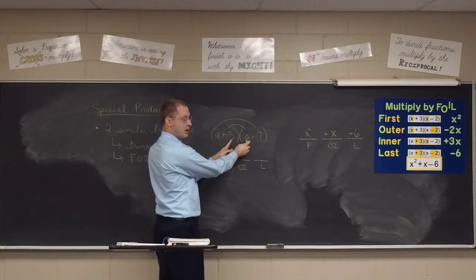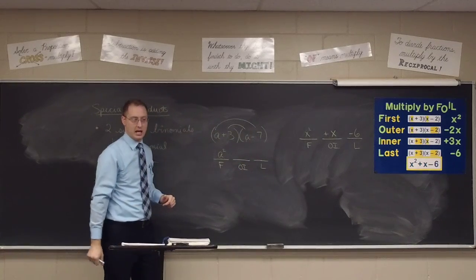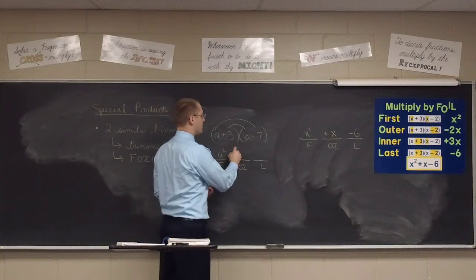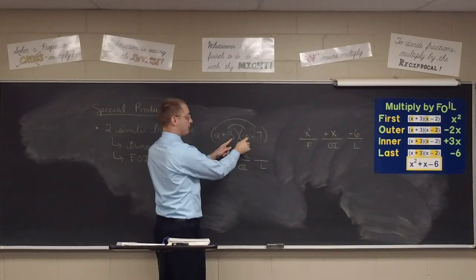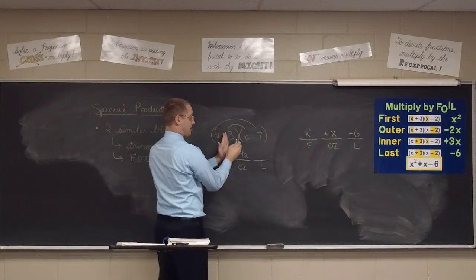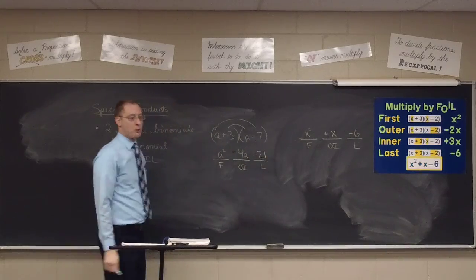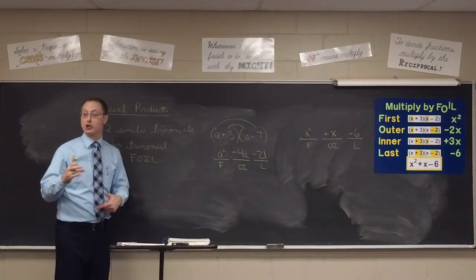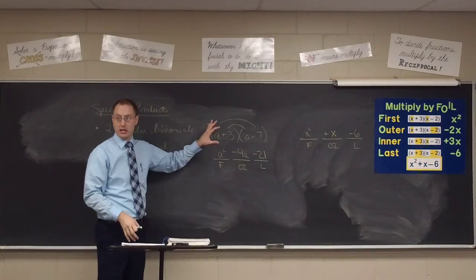Positive 3a. Negative 7a, positive 3a. Combine that in your head, class, to get negative 4a. Negative 7a, positive 3a, negative 4a is what we write down. And then our last, of course, means the last term here with the last term here. That gives us, we're multiplying, negative 21. And we're done. We did the whole thing in our head. No partial products, no shift over, no adding.